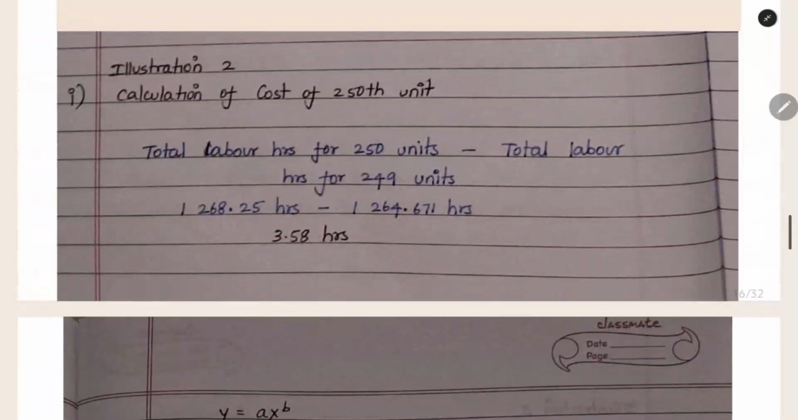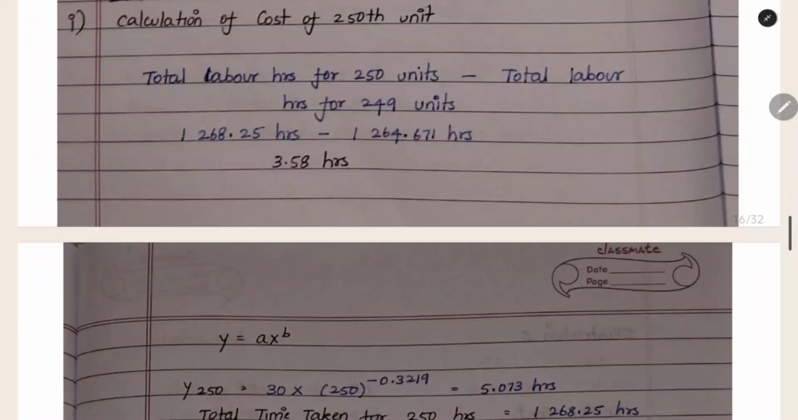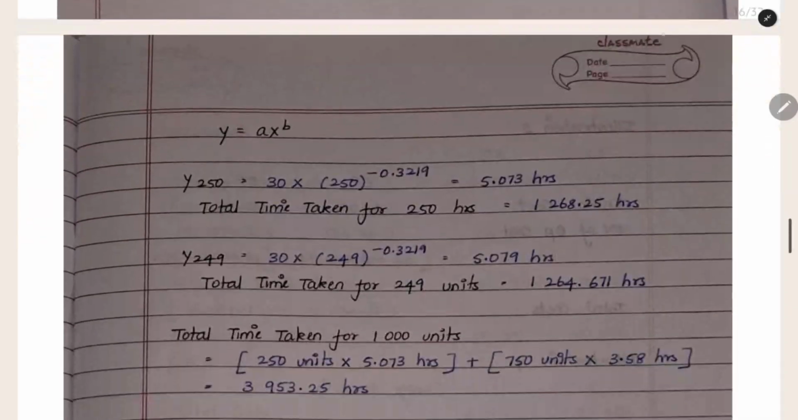Now, what is the total time taken for 250 units? For that, we are calculating using a formula: time taken per unit into number of units. If you want to calculate the total time taken for 250 units, we calculate the time taken per unit into 250 units. That is the thing we are using here. For that, we have to calculate the time taken per unit. That is the thing we are calculating here.